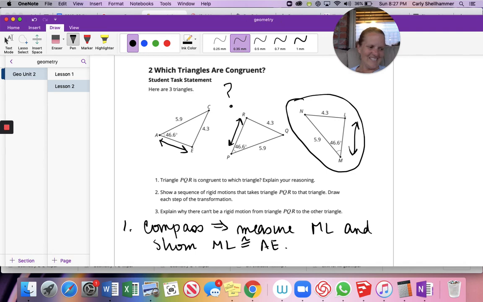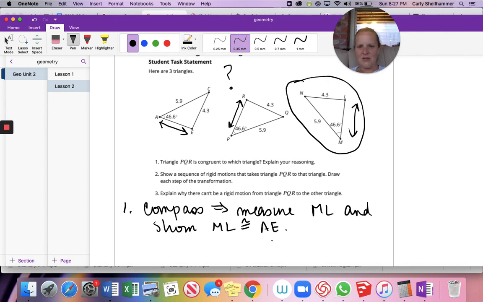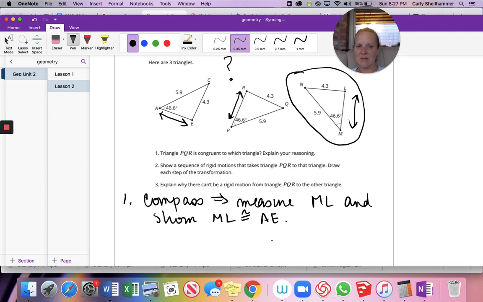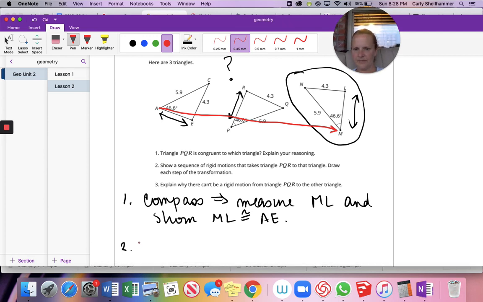Yeah. Okay. Question 2. Show a sequence of rigid motions that takes PQR to that triangle. Draw each step of the transformation. So first, I'm going to get out my red pen. I'm going to take angle A and draw a directed line segment and match that up with M. So that is, translate triangle. Oh, I'm on the wrong triangle.